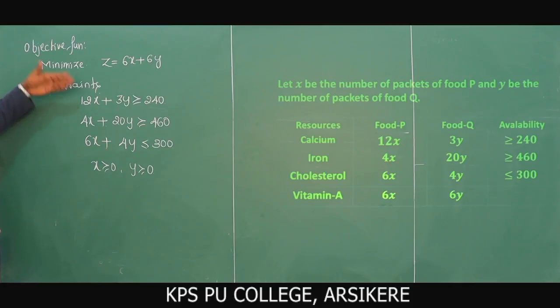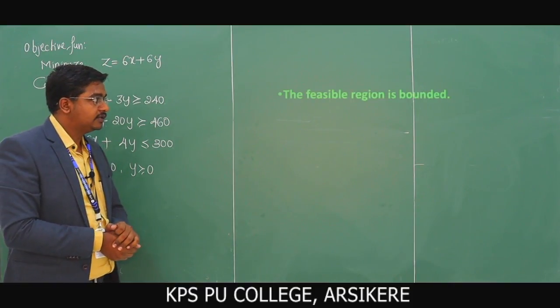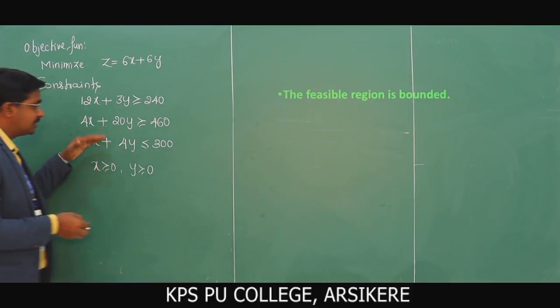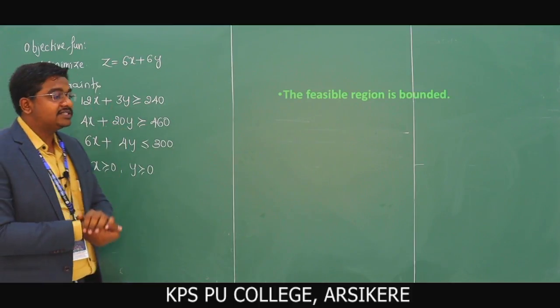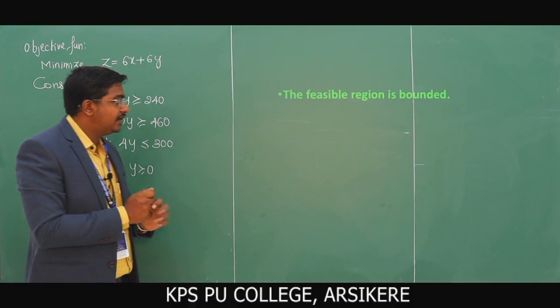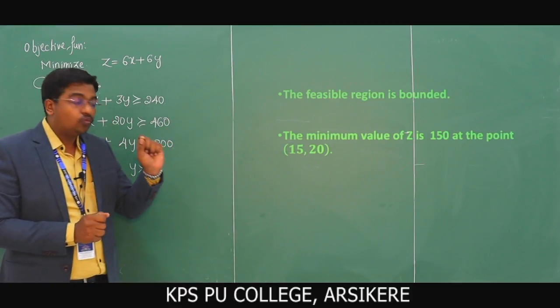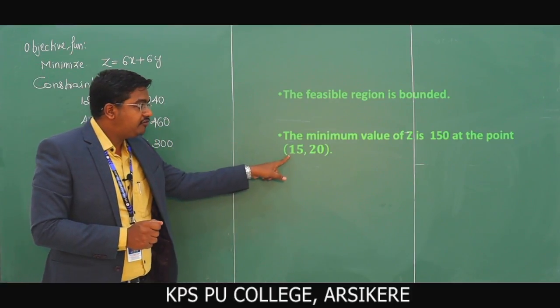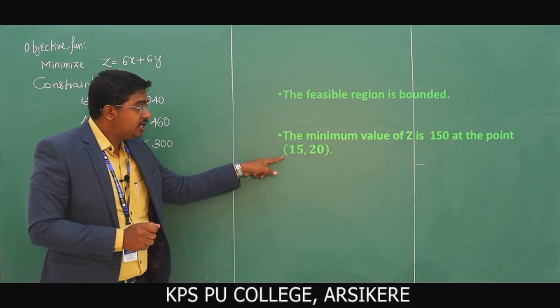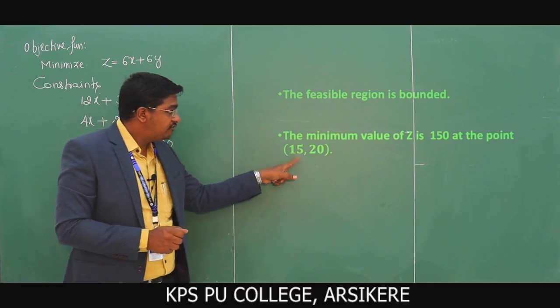So after writing the objective function and constraints, what is the next step? Next step, we need to find the feasible region, right? Next slide. Just find the feasible region for these constraints. So the feasible region is bounded. Next, the minimum value of Z is 150 at the point (15, 20). The minimum value of the objective function Z is 150 at the point (15, 20).